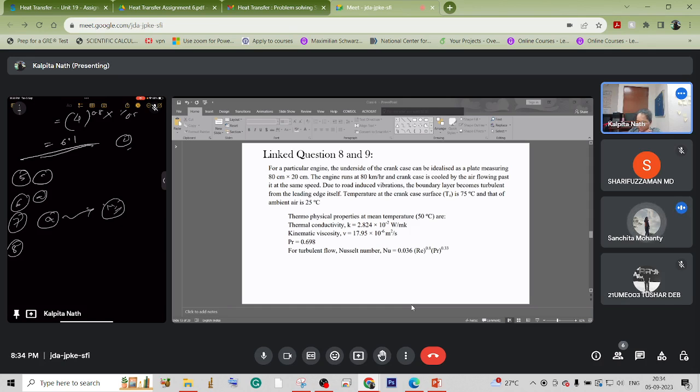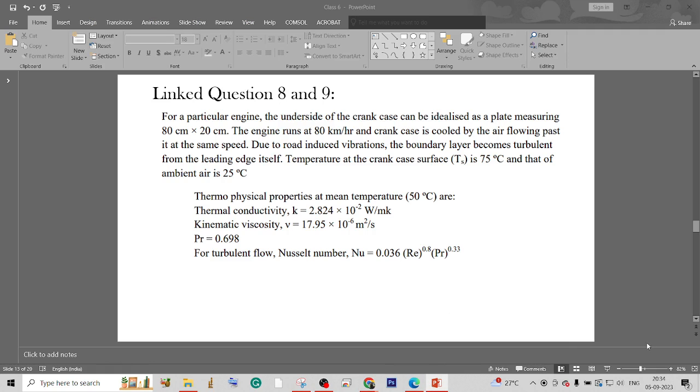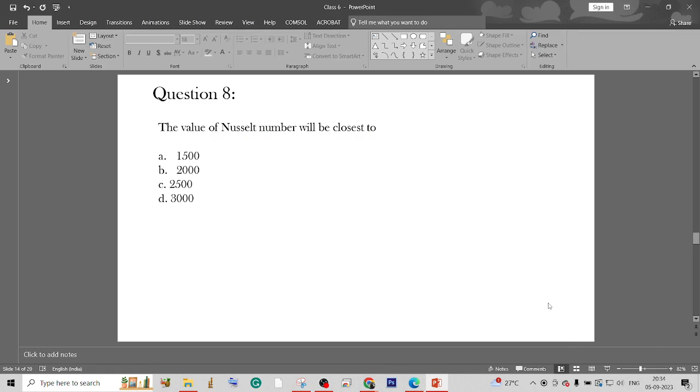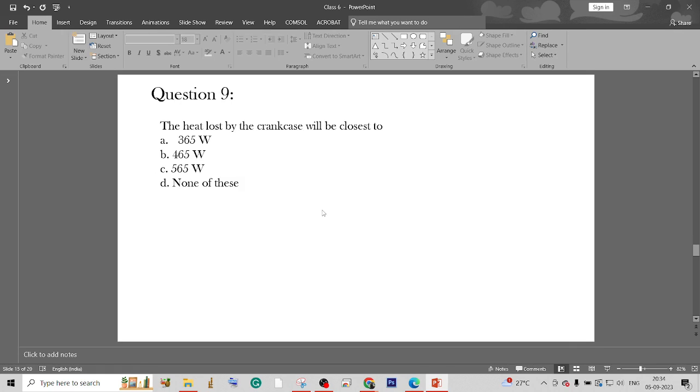And can you show the options? Ma'am, I guess it's option B. Okay, correct. Next question, can you solve it? It's related, right? The heat loss by the crankcase will be closest to which of the following? Nusselt's number you have got, then you can easily calculate the heat lost. Yes, ma'am.